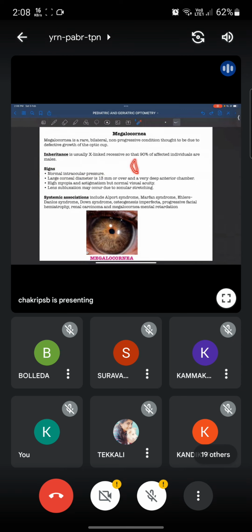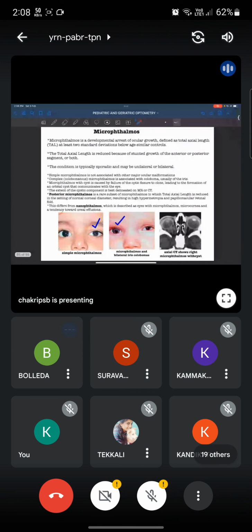Small cornea means the space between the iris and the cornea will be decreased itself. But coming to the large cornea, there is more space between the iris and the cornea. So they may have normal intraocular pressure. The drainage of the aqueous humor is very clear there, so they don't have any increased IOP. Normal intraocular pressure will be there. Okay.